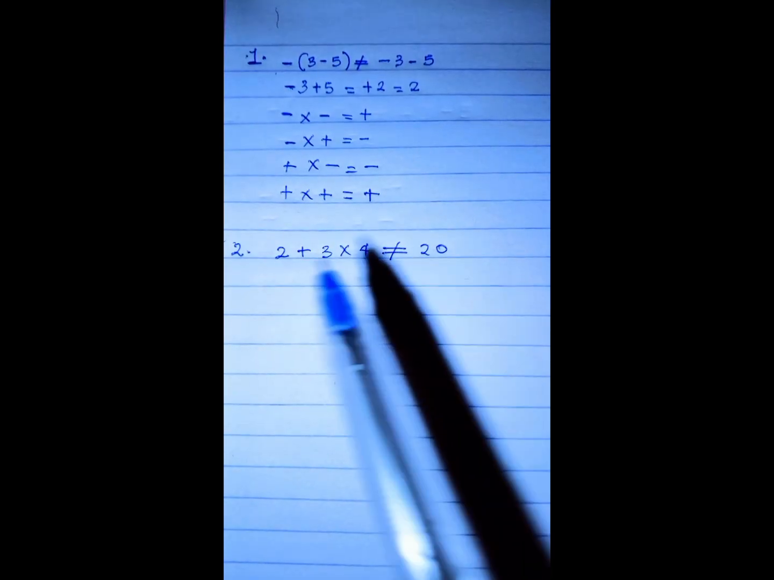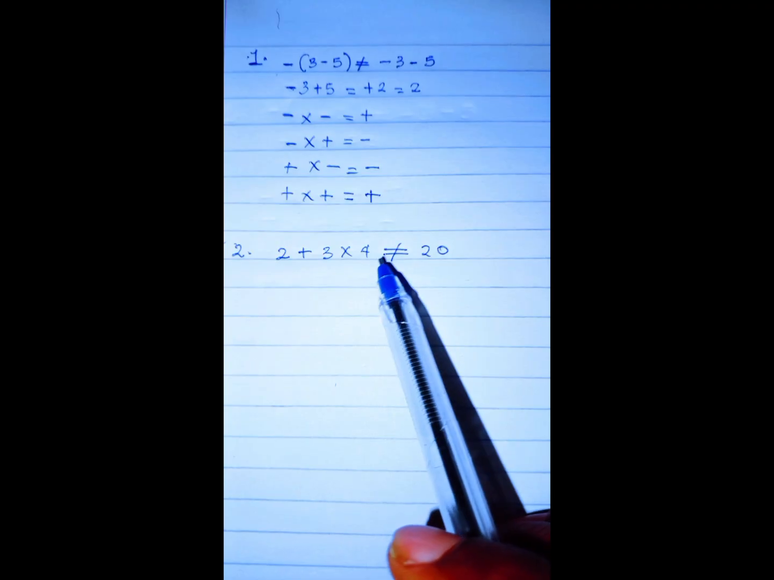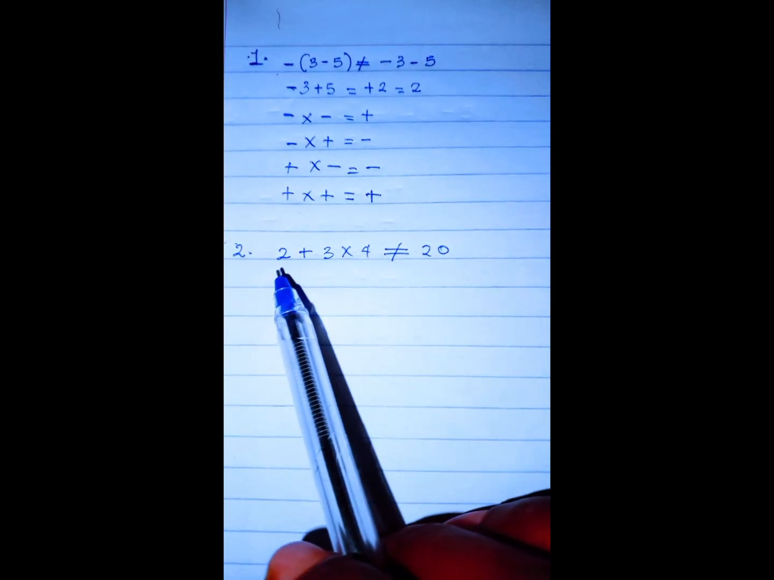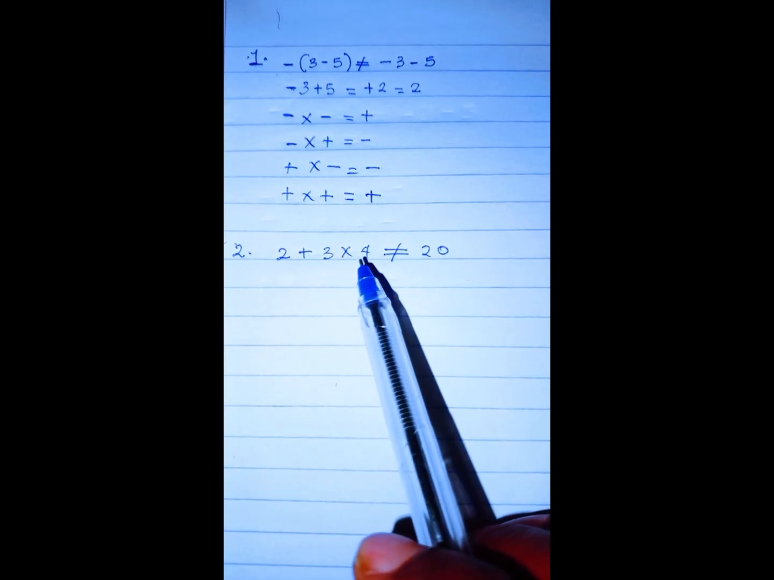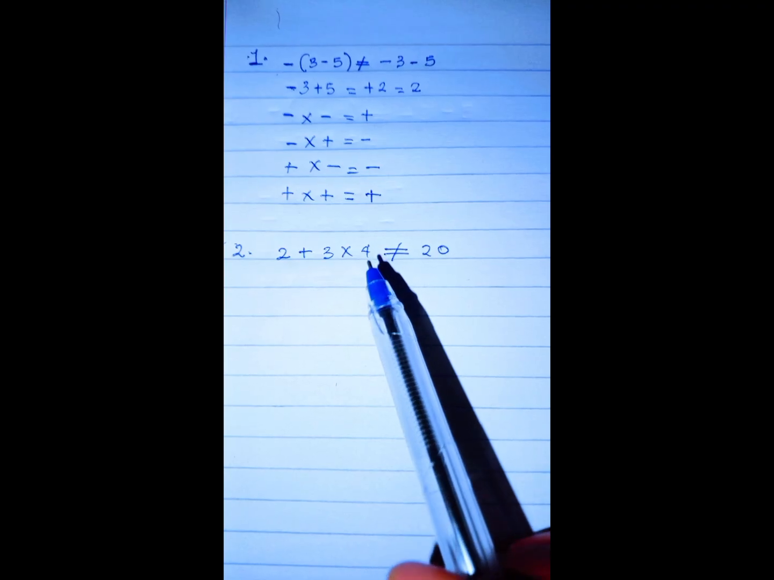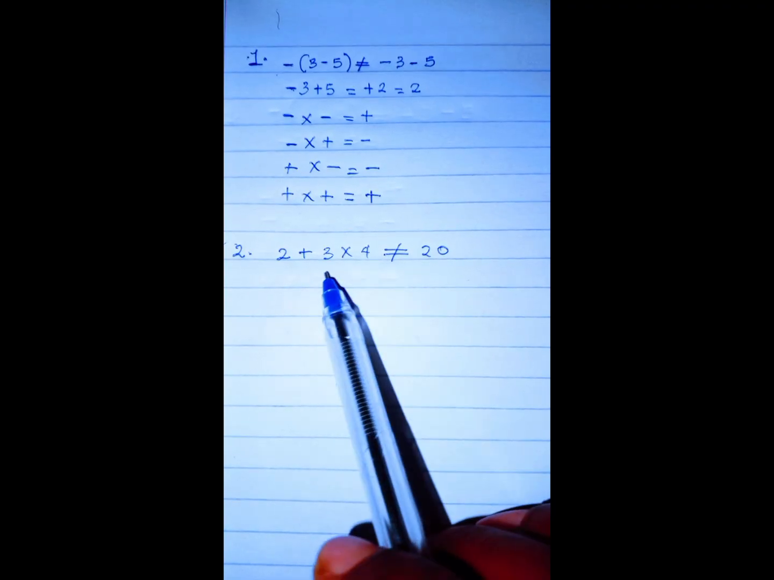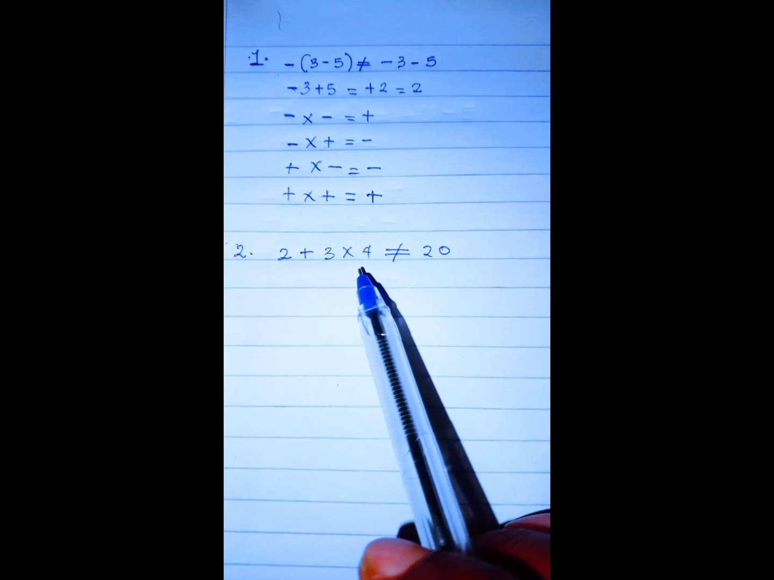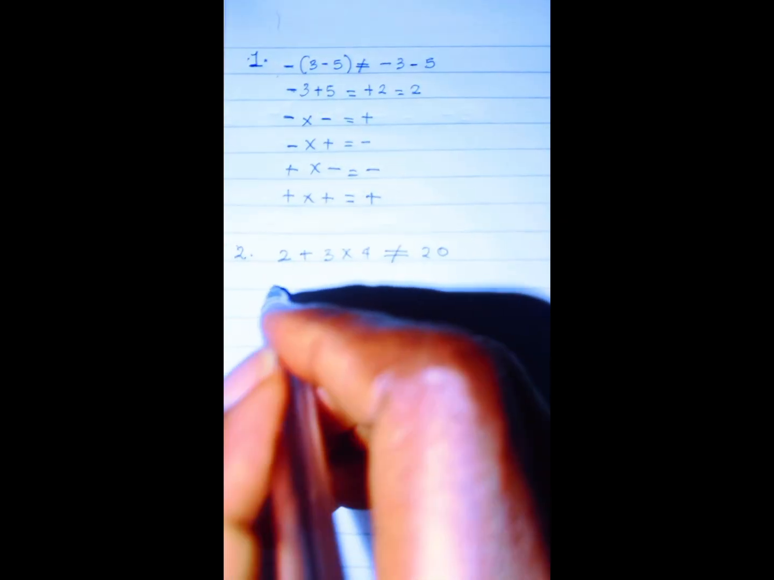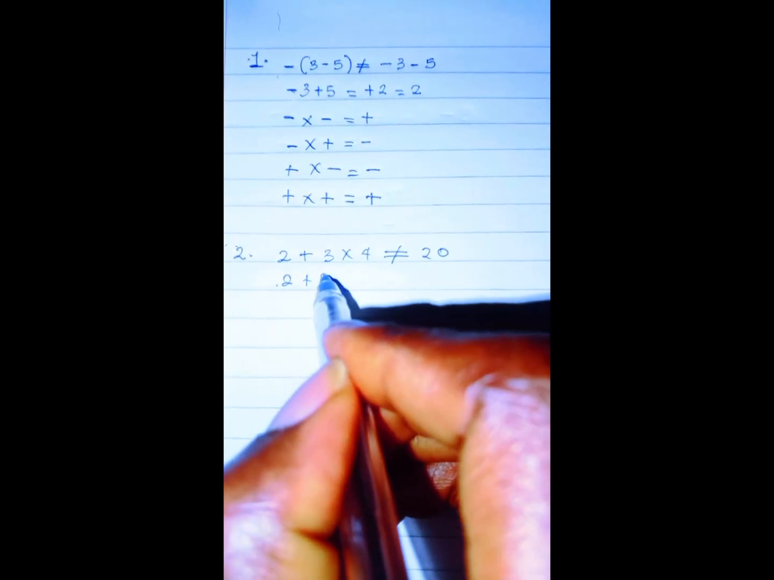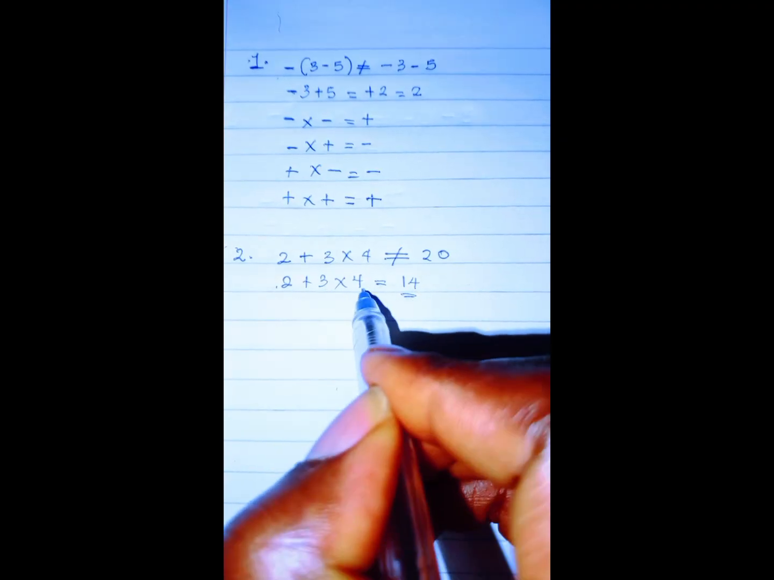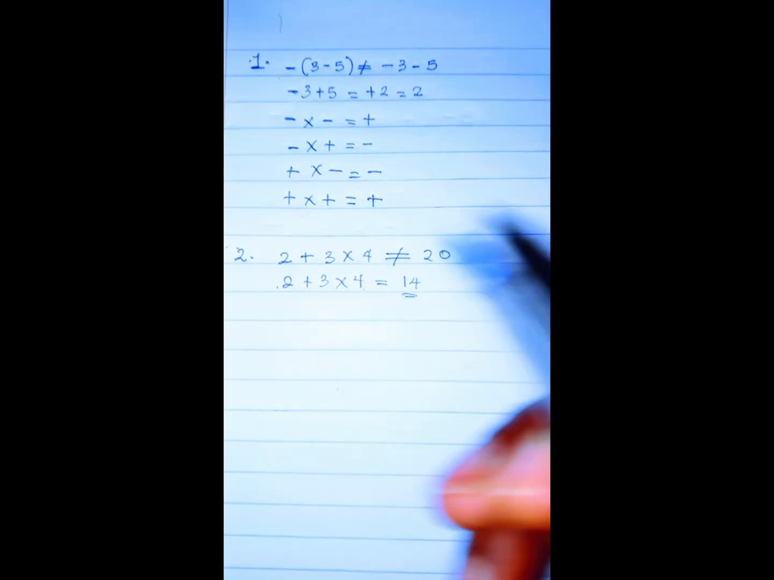So the next on the list is 2 plus 3 times 4 is not equal to 20. You can't say 2 plus 3 multiplied by 4 to be equal to 20. This is wrong. In BODMAS, multiplication comes first. So you will multiply 3 and 4 first, then you add 2. So the correct answer here is going to give us 14. So 2 plus 3 times 4 will be equal to 14, because 3 times 4 is 12, and 12 plus 2 is 14.